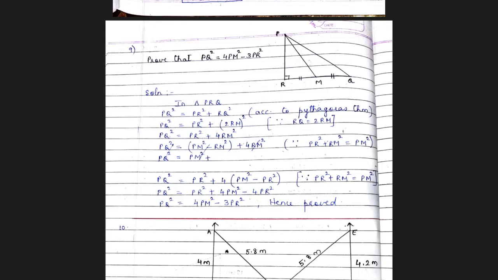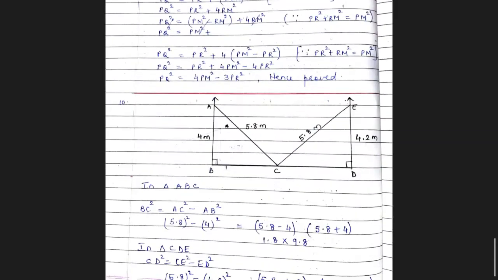Open the bracket, PQ square equal to PR square plus 4PM square minus 4PR square. You are multiplying 4 with both those terms. Now you have on the right hand side PR square minus 4PR square. 1 minus 4 is minus 3. Therefore, your final answer is PQ square equal to 4PM square minus 3PR square. And that's how we prove it.